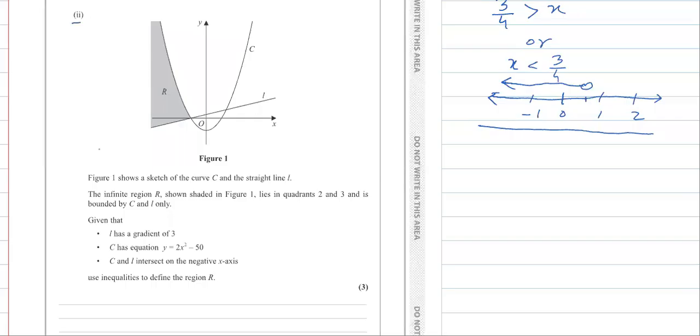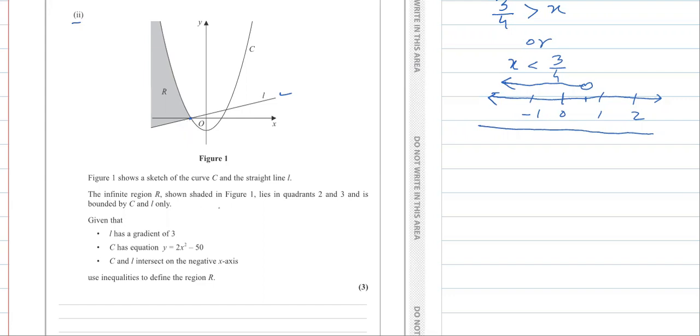The second part is: figure 1 shows a sketch of the curve C and a straight line L. You can see this curve C, which is clearly looking like a quadratic curve, okay? And there is a line L. This is line L. Both of these are intersecting at this point. Clearly, this is a point where they are intersecting, and it is on the x-axis. The line L and the curve are intersecting at the point which is on the x-axis.